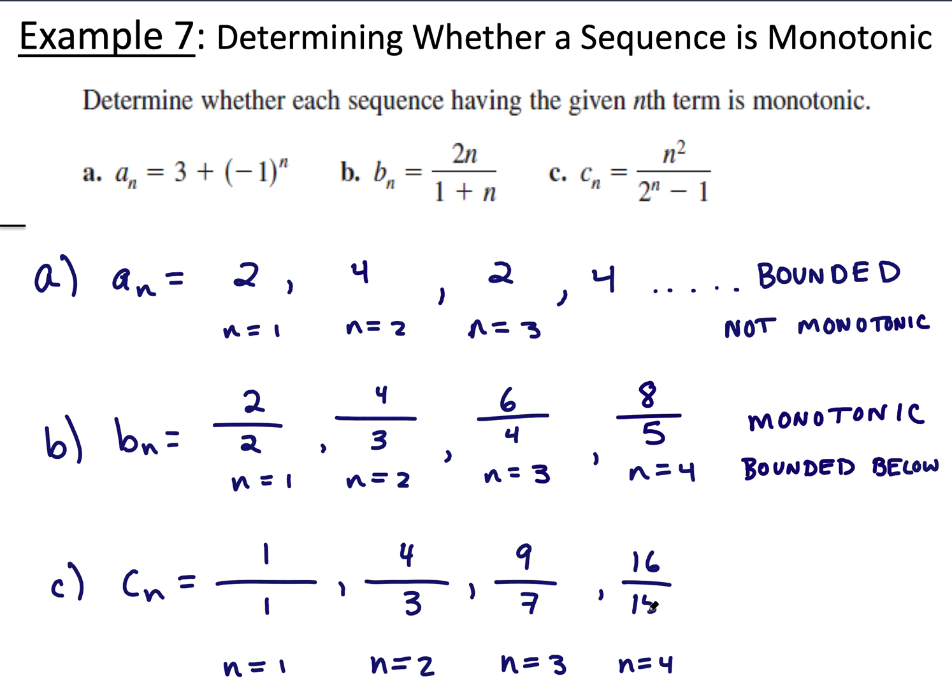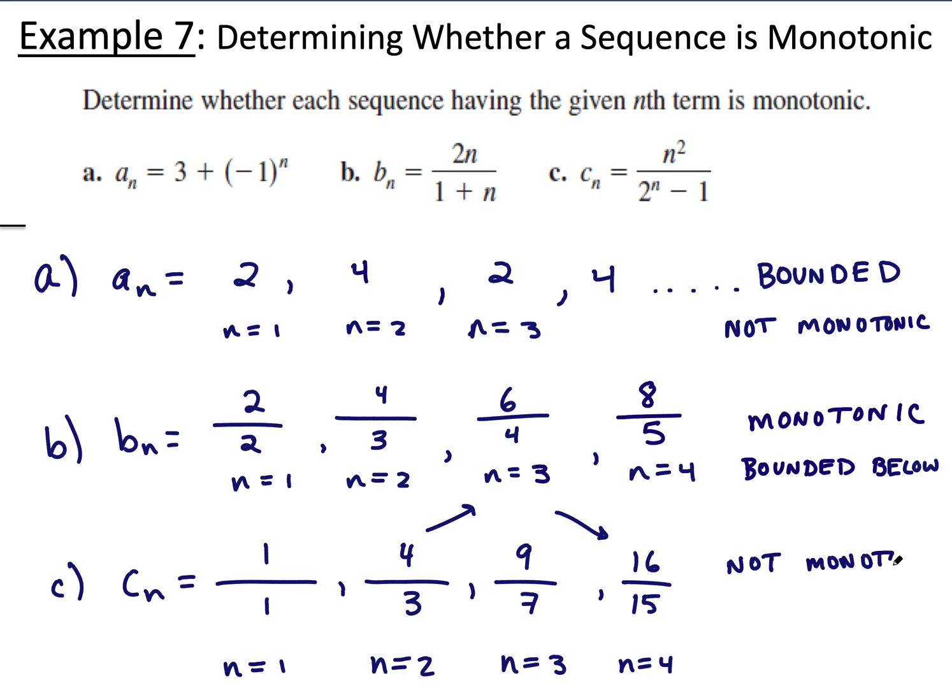1, which is 15. So then if you check these decimals, you actually see it starts at 1, then it goes to 1.3 repeating, then maybe it starts to get larger, but then actually it starts to decrease here. So it's increasing and then starts to decrease. So for that reason, it would not be monotonic.